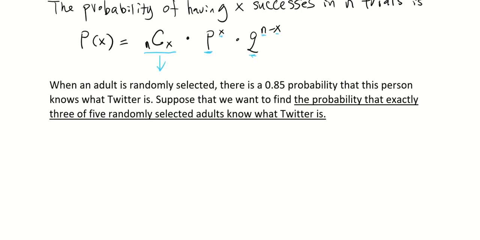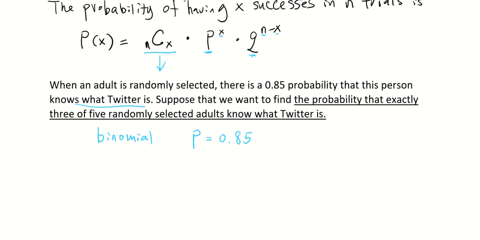So let's look at one example. When an adult is randomly selected, there is a 0.85 probability that this person knows what Twitter is. Suppose that we want to find the probability that exactly 3 of 5 randomly selected adults know what Twitter is. This is clearly a binomial probability distribution, because either the person knows what Twitter is, that's considered success, or the person randomly picked does not know what Twitter is, that will be considered a failure, right? So here we know the probability of success, P, equals 0.85. And that's the same for every person, every trial, right? Every person we ask.